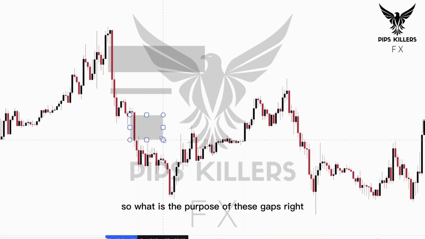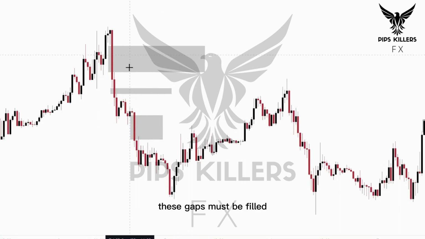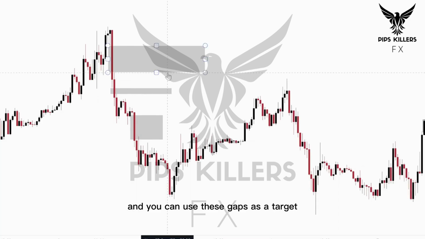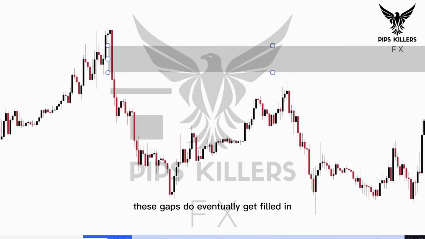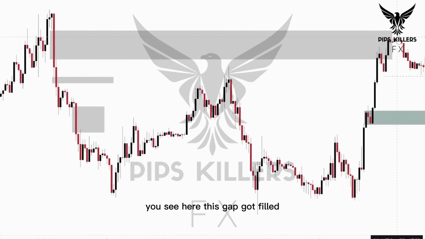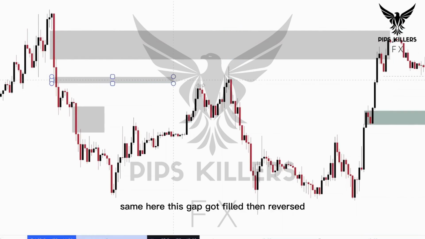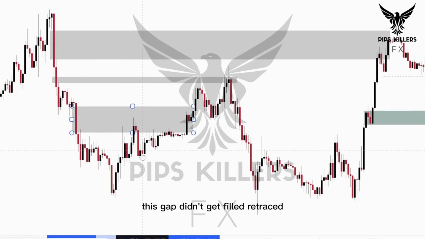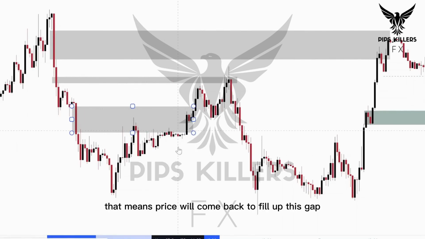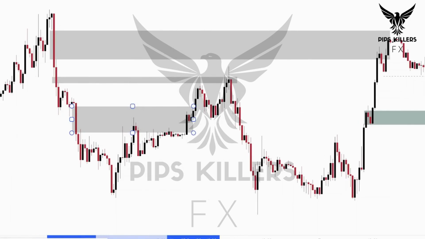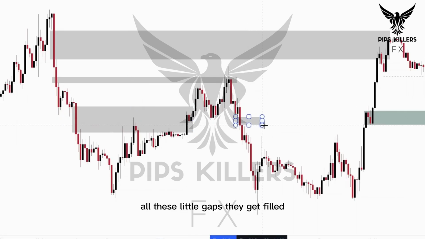So what is the purpose of these gaps? These gaps must be filled, and you can use these gaps as a target. As you can see, if you stretch out, these gaps do eventually get filled in. You see here, this gap got filled. It didn't get filled all the way, but then eventually got filled all the way, and then reversed. Same here. This gap got filled, then reversed. This gap didn't get filled, retraced. That means price will come back to fill up this gap. So the golden rule here, without taking too much time into this, is these gaps must be filled. All these little gaps, they get filled.